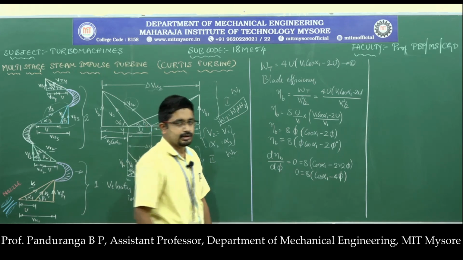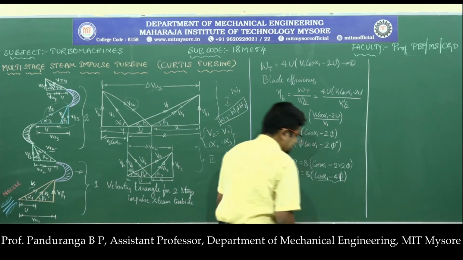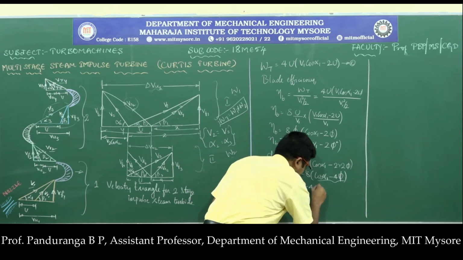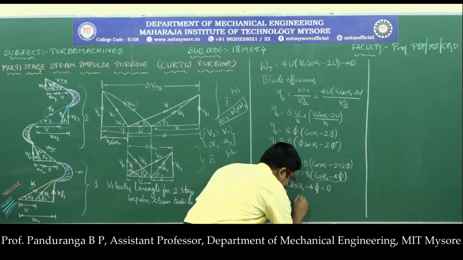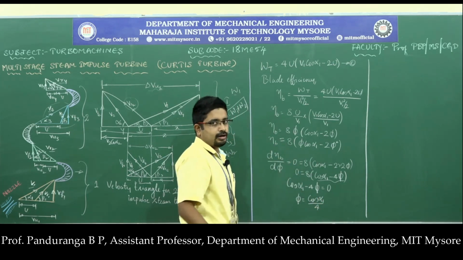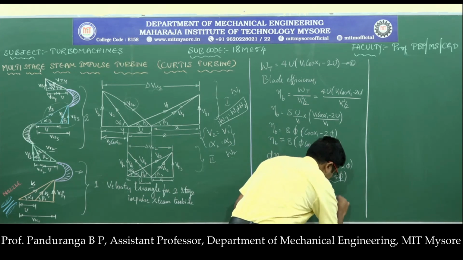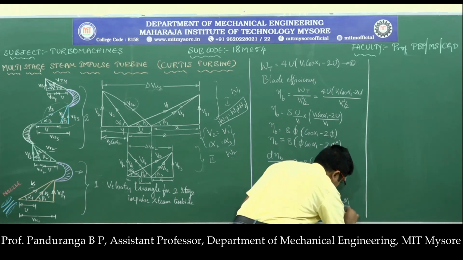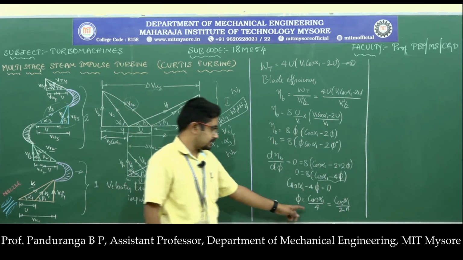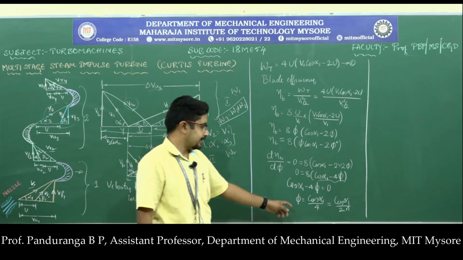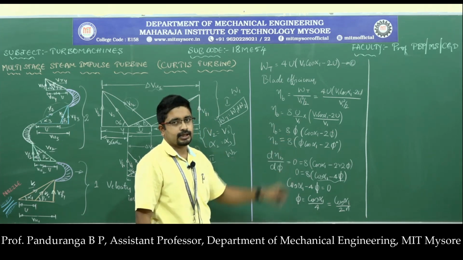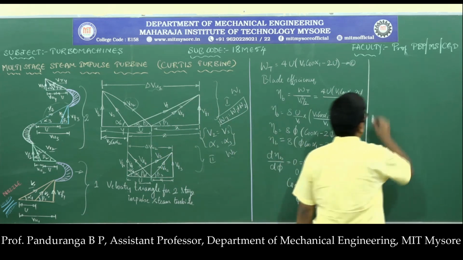8 cannot be equal to 0. So if this has to be true, then this term should be equal to 0. So cos alpha 1 minus 4 phi should be equal to 0, or phi should be equal to cos alpha 1 divided by 4. Or generally it can be written as cos alpha 1 divided by 2 into n, where n is the number of stages. Now we know the condition for maximum blade efficiency, that is phi should be equal to cos alpha 1 divided by 4. Now let us substitute phi in this equation and get the equation for maximum blade efficiency.